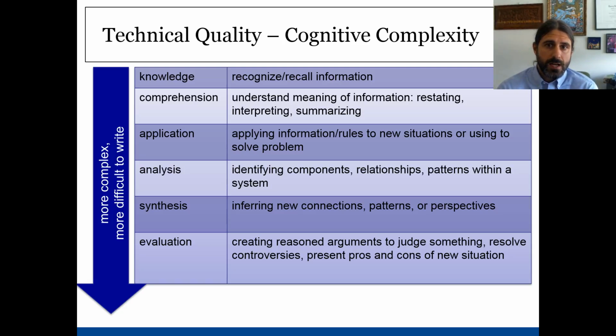Each question that you create can be at a different level of cognitive complexity. The lower cognitive complexity, such as knowledge, is easier to write, but it is less complex, less interesting, with less opportunity for demonstrating learning or mastery of the subject. Knowledge is the easiest: recognizing or recalling information, facts, names, dates, places. Comprehension is where you understand the meaning of the information by restating it, interpreting it in another way, or summarizing it, which can be done in multiple choice.